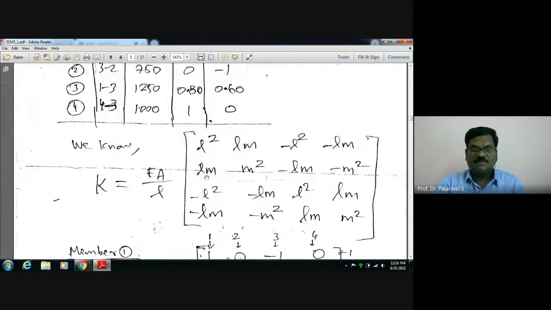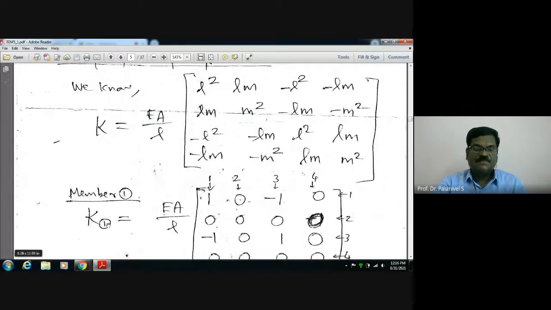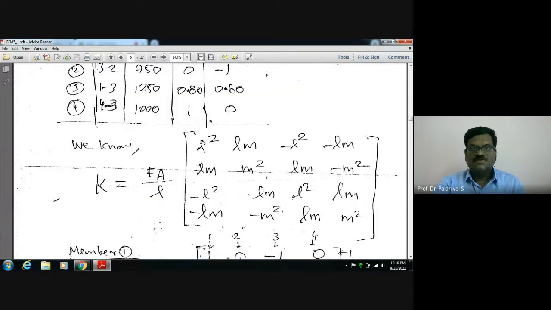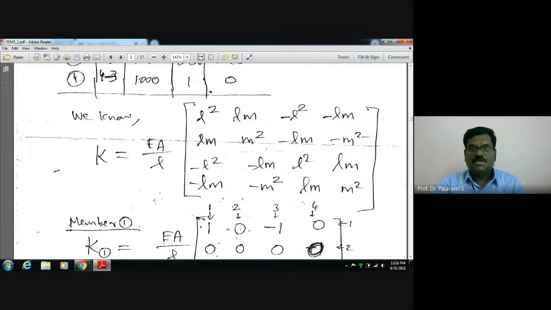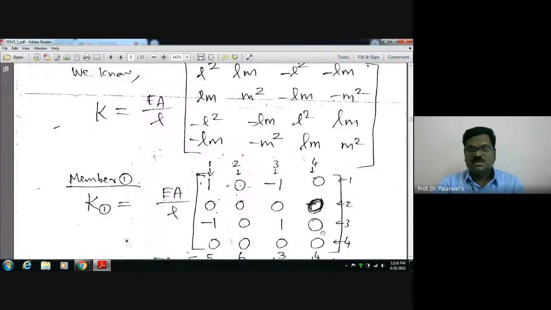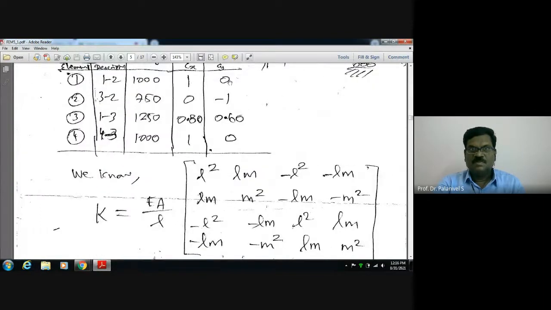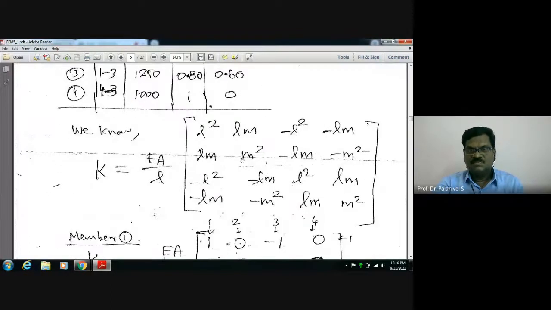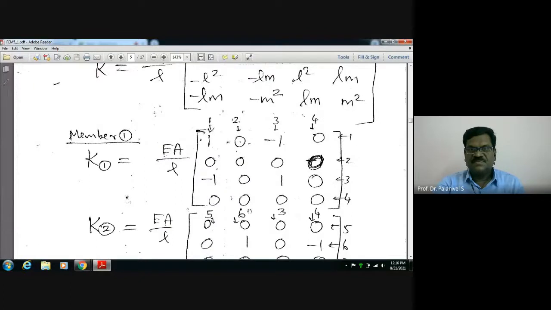L value is this one. First for the member, K1. I'm writing the element stiffness matrix for K1, the first element. A by L into the direction cosines of the first element, 1 and 0. Write down 1, 0, 1 square, 1 into 0, 0, likewise. The L and M values are known to you. For the first element, L is 1, M is 0. You substitute in this and you will get the element stiffness matrix for truss element 1.